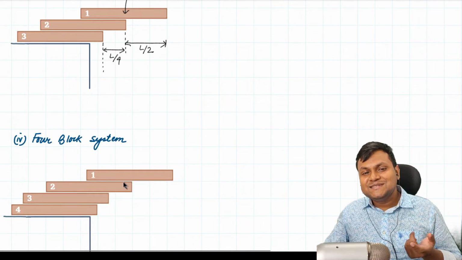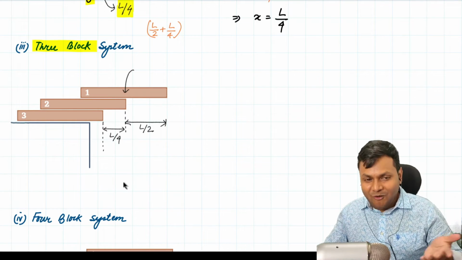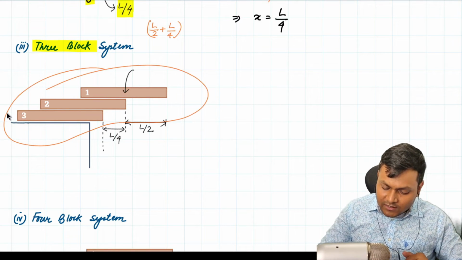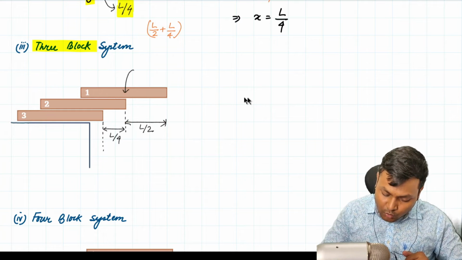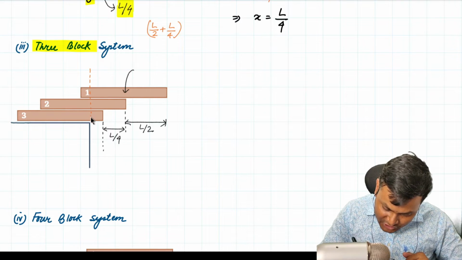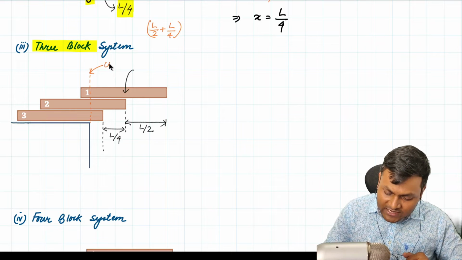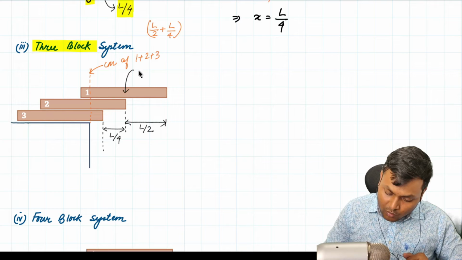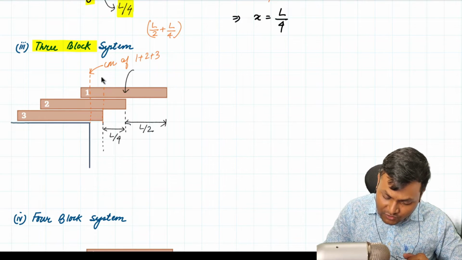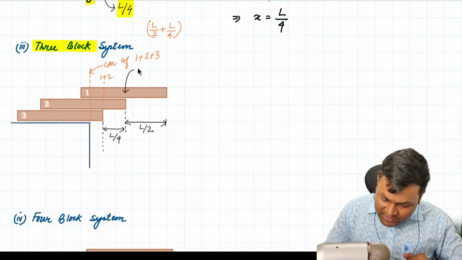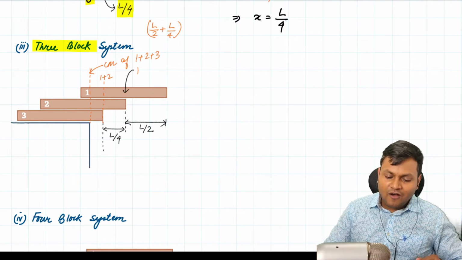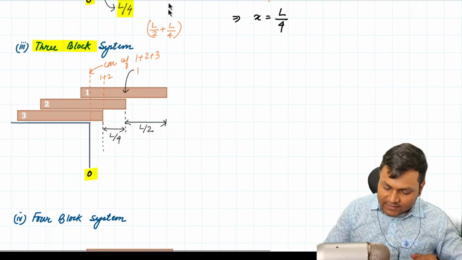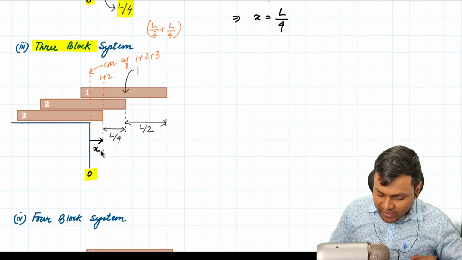Now, if I want to balance blocks 1, 2, and 3 on the edge of the table, then I need to make sure that all these 3 have a center of mass which is on the edge of this table. This is where the center of mass of 1 plus 2 plus 3 should be, while this is where the center of mass of 1 and 2 is, and this is where the center of 1 is. Again, I perform the same calculations. I consider the edge to be the reference of 0, and I consider this to be a distance of x.